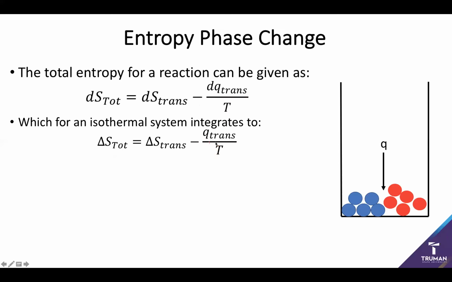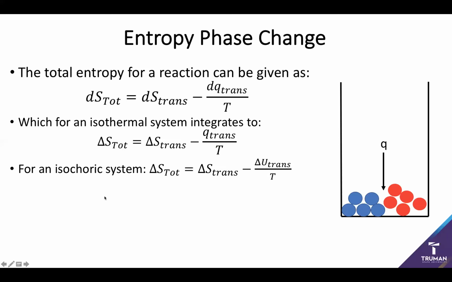Now, again, we run into some slight issues here because heat is a path function. And it turns out we really hate working with path functions. So in order to try and turn this into a true state function, we're going to need to constrain our system a little bit more. One simple method of doing this is to constrain it to an isochoric change.